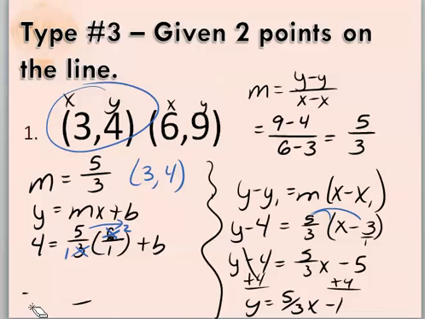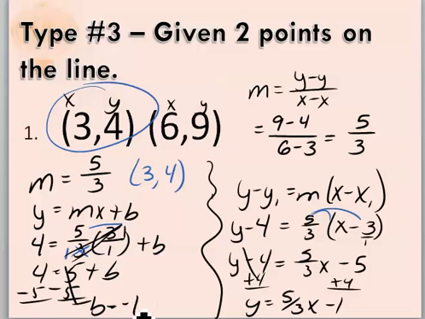When I plugged in, instead of using the 3 for x, I plugged in a 6. So I'm going to go back and correct this. Those 3's would cancel. We get 4 equals 5 plus b. And if we subtract 5, we find that b is negative 1, which does then give me a correct answer of y equals 5/3 x minus 1.